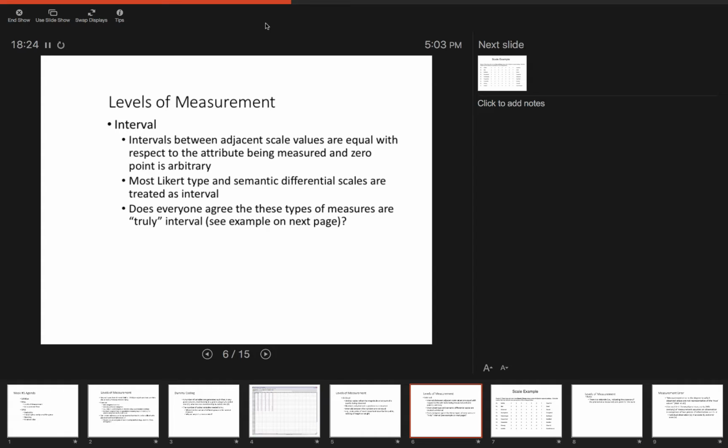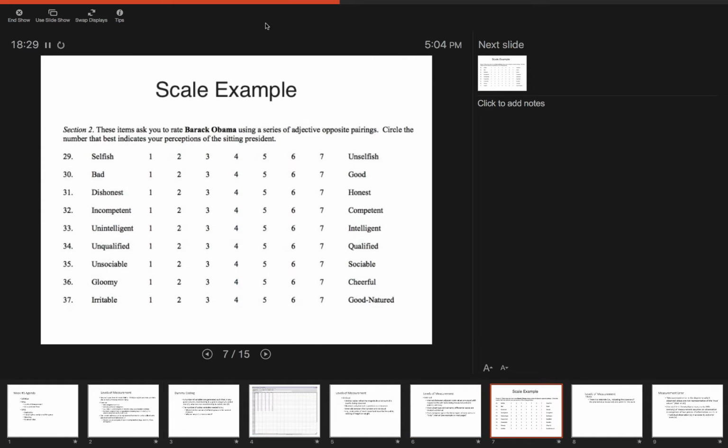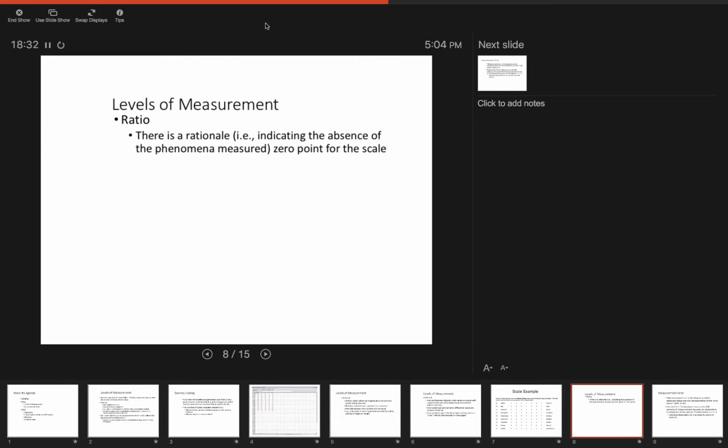So we have nominal, ordinal, interval, and then ratio, right? The difference here is that it's the same thing as interval, except that 0 means absence of whatever it is that you're measuring. So 0 means it's not there. There's none of it. It's not arbitrary. It is the absence of whatever it is that's being measured.